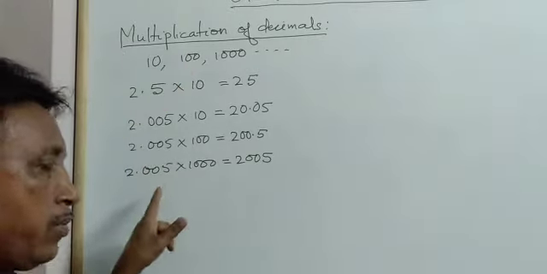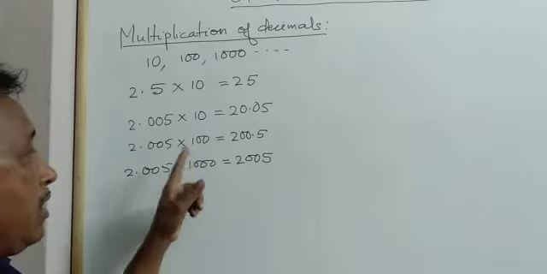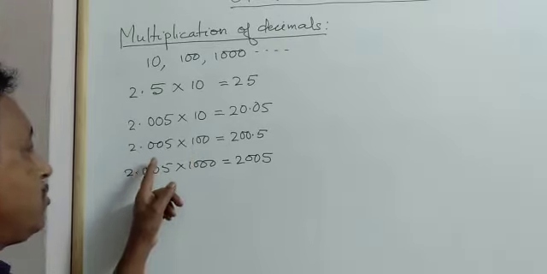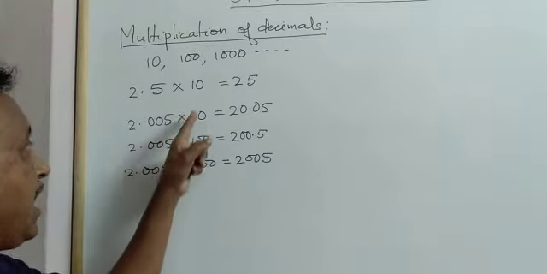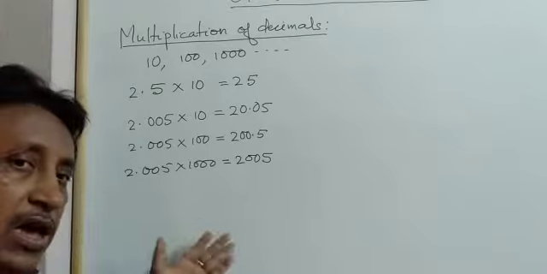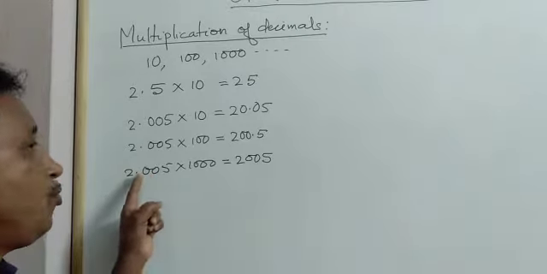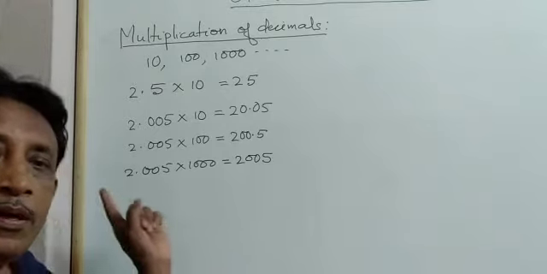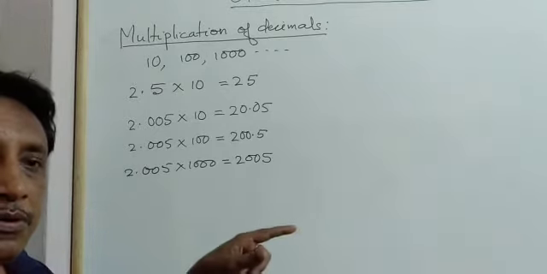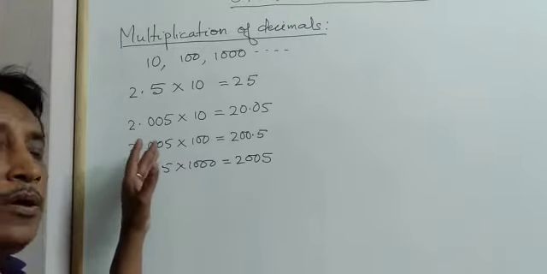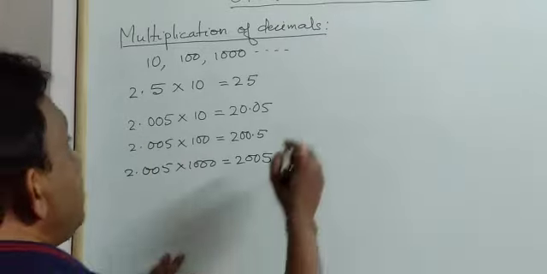Now in multiplication, please remember, the decimal moves towards the right if I multiply by 10, 100, 1000 or 10,000 likewise. When I divide, the decimal will move towards the left. So in multiplication, the decimal moves towards the right, and in division, the decimal moves towards the left. Now let's see the same here.